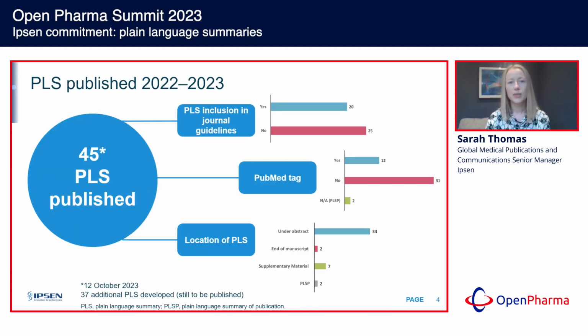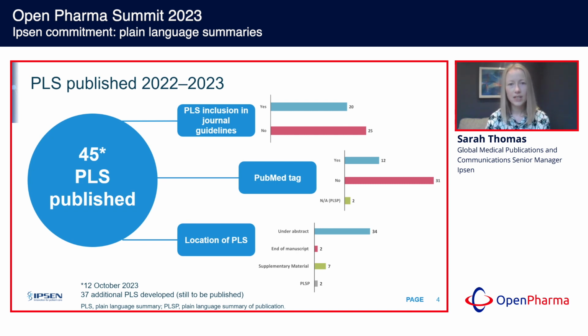So over 2022 and 2023, we've published 45 plain language summaries, and we've developed 37 additional ones that are at various stages ahead of publication. And from looking at the information we've collected on our published plain language summaries, journal guidance was available in just under half of cases. Just under a third were tagged in PubMed, which means that the journal has tagged them so they appear alongside the abstract on PubMed. And we're hoping this figure will improve in the future and that more will be tagged to improve discoverability.